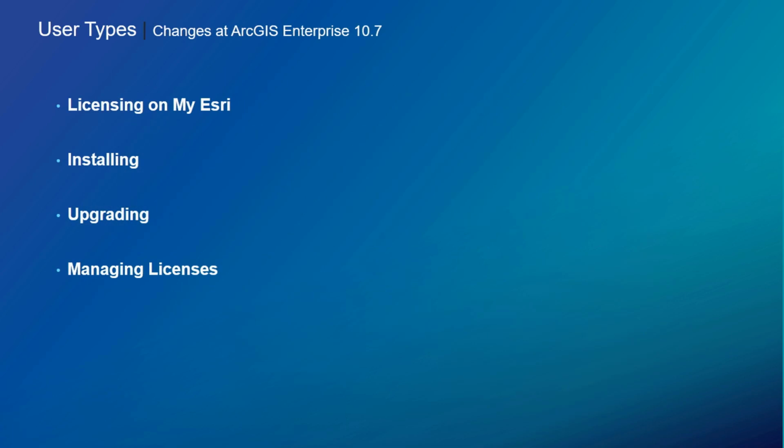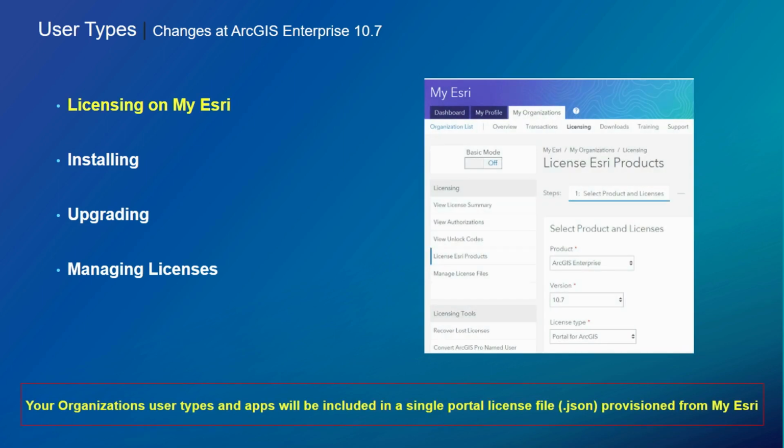So that was a brief overview of what user types are and what is available for this next release. So now let's talk about the changes you can expect to see in 10.7 related to the new user type licensing. The first change you will notice is in Esri when you go to provision licenses for 10.7. Esri has been redesigned to support a more streamlined licensing experience.